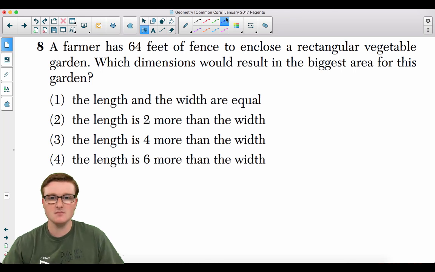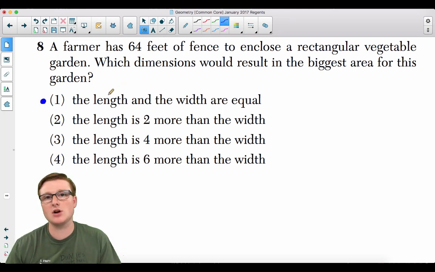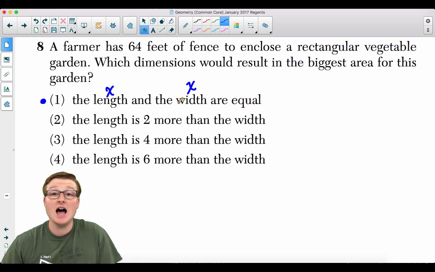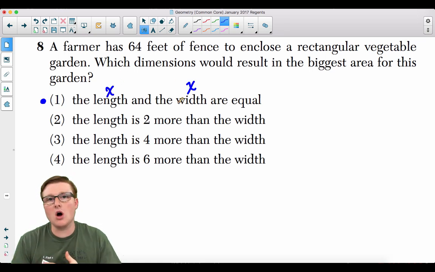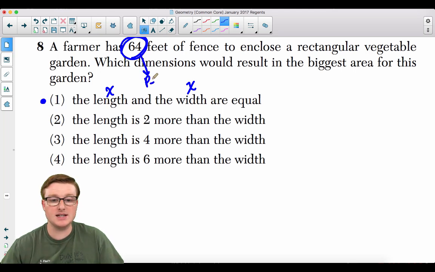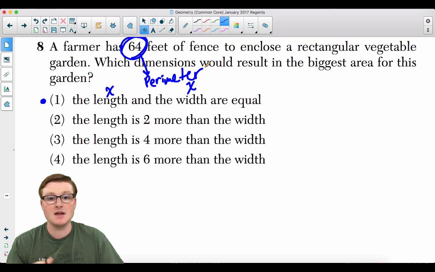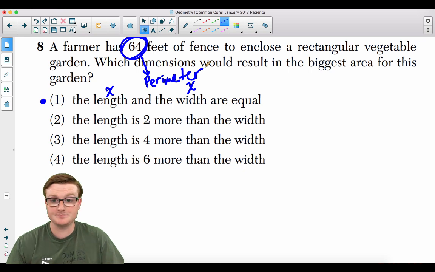Okay, let's take a look at choice 1. The length and the width are equal. That means that the length is x and the width is x. I don't know what the length and the width are, so I call those x. A farmer has 64 feet of fence to use. That 64 is represented by perimeter. Perimeter is the addition of all the sides of a figure. Area is equal to length times width, in this case because it's a square.